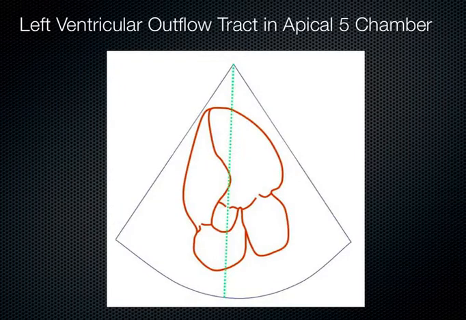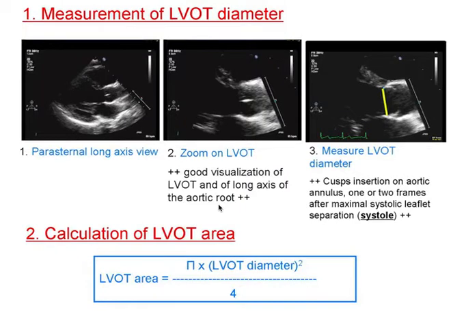And the reason why this is important is because we're going to go ahead and drop pulse wave Doppler over that apical 5th chamber and measure the velocity of the flow that's going through this left ventricular outflow tract. And using some calculus, we can calculate the cardiac output of the heart beat to beat. Let me show you how this works.